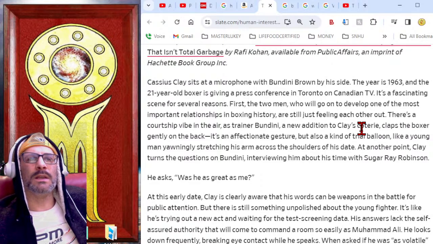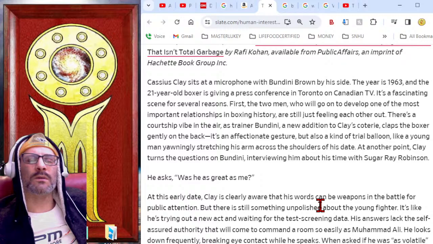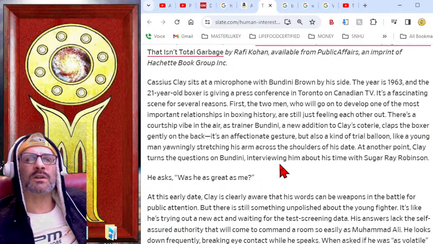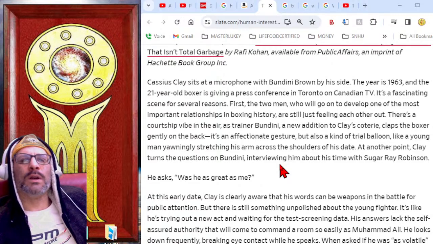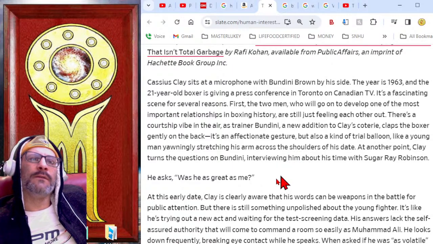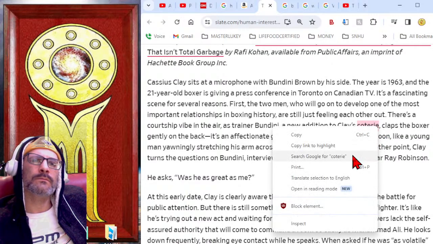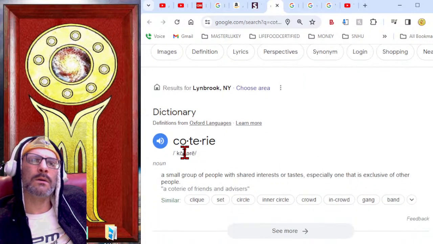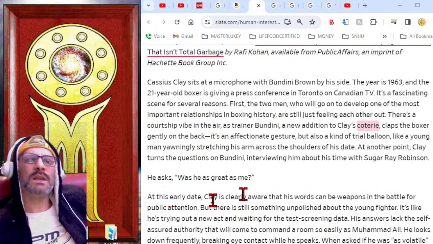There's a courtship vibe in the air as trainer Bundini, a new addition to Clay's coterie, I don't know that word, claps the boxer gently on the back. It's an affectionate gesture, but also a kind of trial balloon, like a young man yawningly stretching his arm over the shoulders of his date. At another point, Clay turns the questions on Bundini, interviewing him about his time with Sugar Ray Robinson. Coterie. Okay. He asks, was he as great as me?